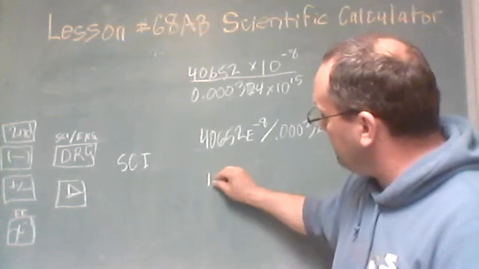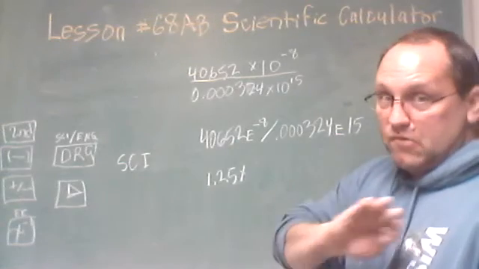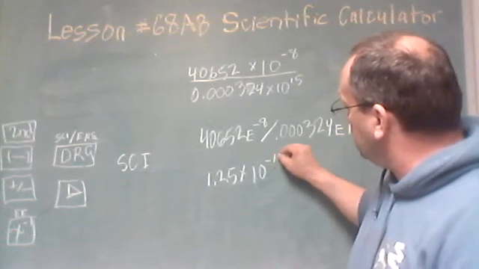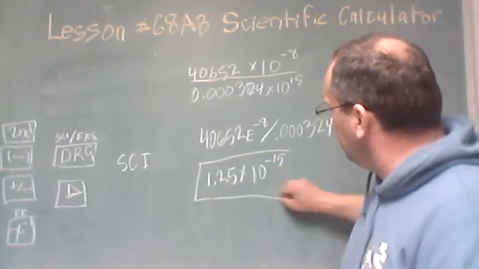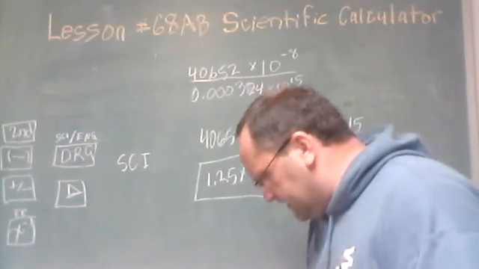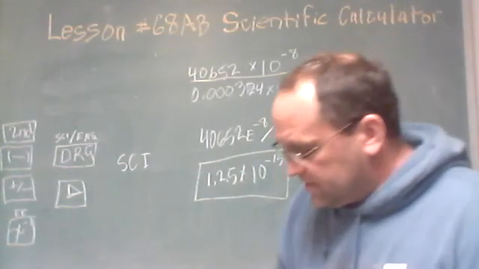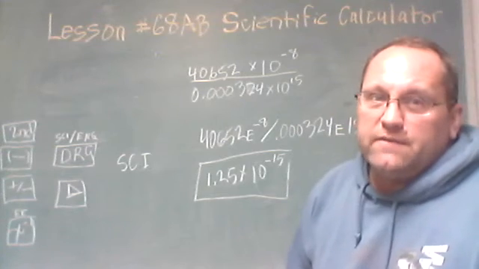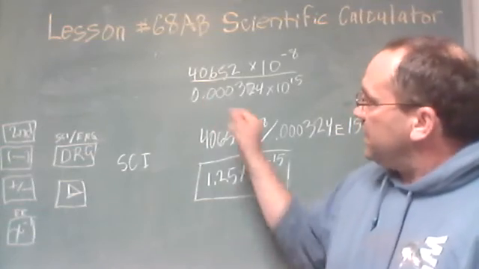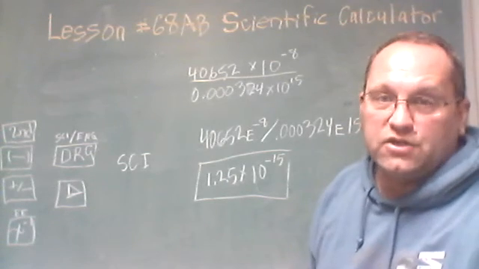It's given me an answer of 1.25 times, and I'm rounding this, I'm not writing the whole number out that it gives me, times 10 to the minus 15. Let's check and see if it worked out to what the book comes up to be, and that is exactly the answer the book comes up to be. So use those 2 example problems on pages 276 and 277 to figure out how your calculator works, so you can start using your calculator for these scientific notation problems.